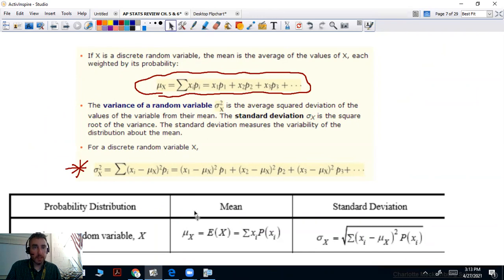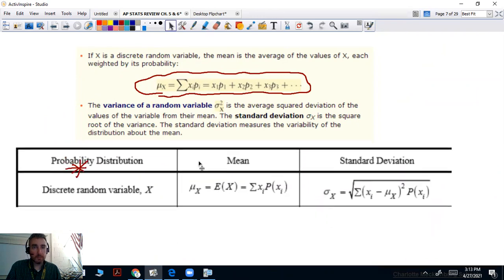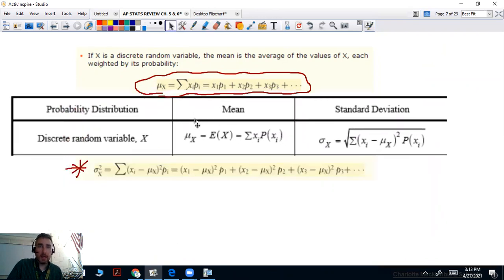Here's what the formula looks like on the formula sheet. So this P_i, or P1, or P_i, it's just P of X_i. I don't know why they put the X_i instead of the i, but that means the same thing. So it's the same formula, a little bit less detail on the formula sheet. I'm going to show you a sample distribution on my calculator and show you how simple it is to get a mean and standard deviation.